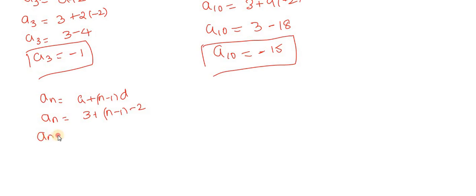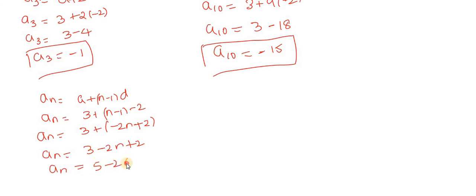So An is equal to 3 plus n minus 1 into minus 2, which simplifies to 3 minus 2n plus 2. So An is equal to 3 plus 2 is 5 minus 2n. This is the value of An. Is it clear? I hope all of you understood.